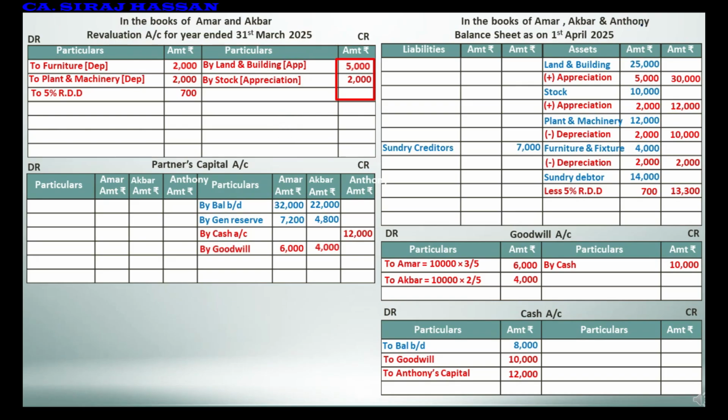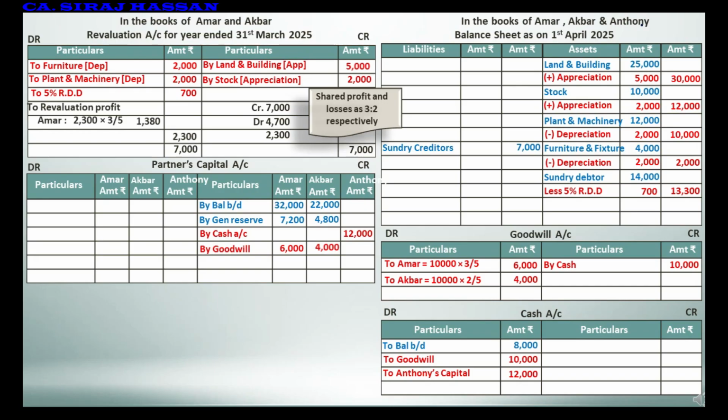The next step is to do the totaling and balancing of the revaluation account. Credit side total comes to 7,000. Debit side total comes to 4,700. So the balancing figure of 2,300 represents the revaluation profit. This 2,300 will be distributed between the partners in the old profit sharing ratio. Amar will get 1,380, Akbar will get 920, and this will be credited to the partners' capital accounts.